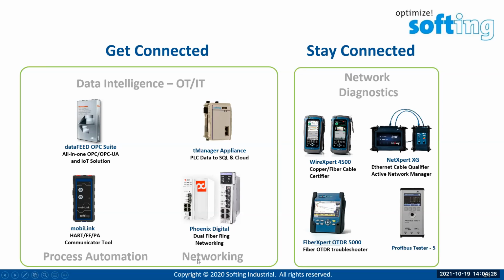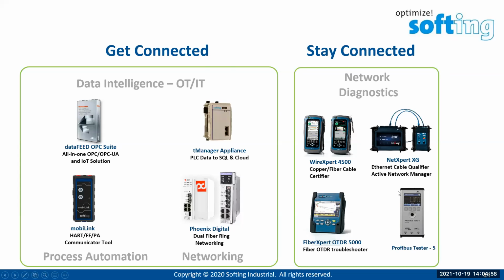And we also, a couple years ago, acquired another longtime Rockwell partner, Phoenix Digital. Phoenix Digital has a very well-engineered dual fiber, high availability Ethernet networking solution, and even solutions for legacy systems like Data Highway and ControlNet, all over dual fiber optic cabling. So that's our get connected side.